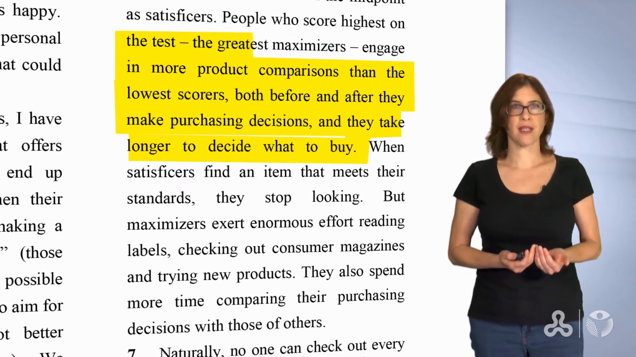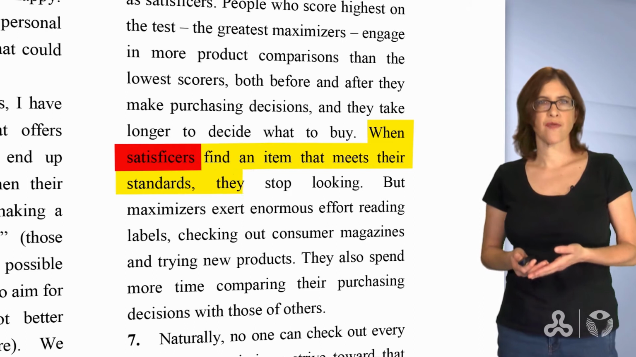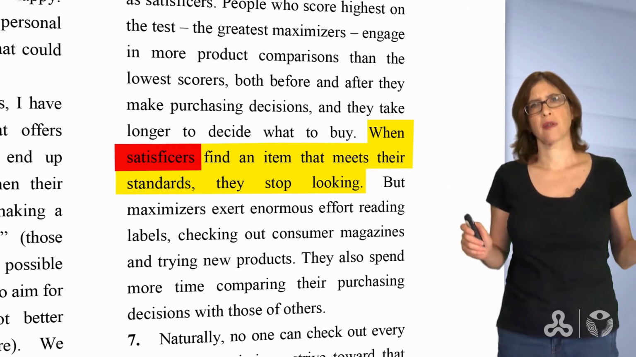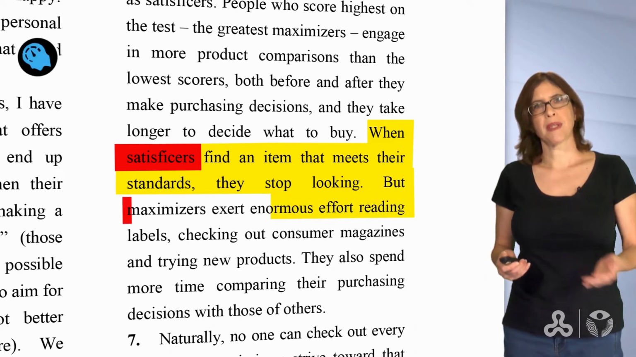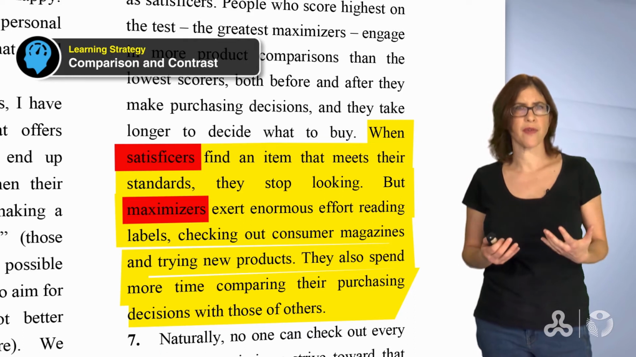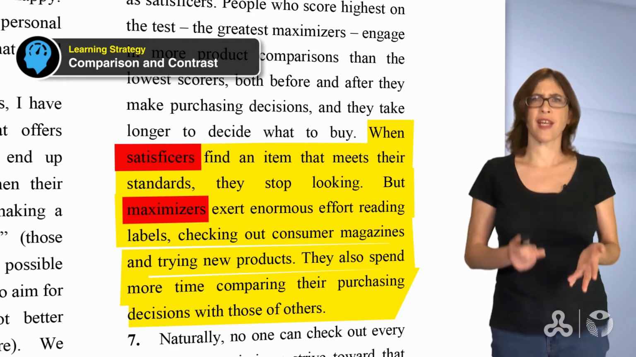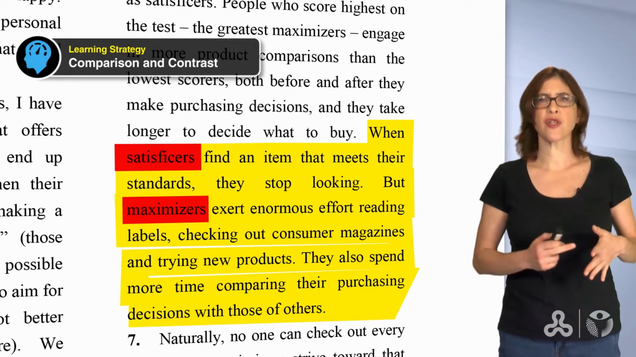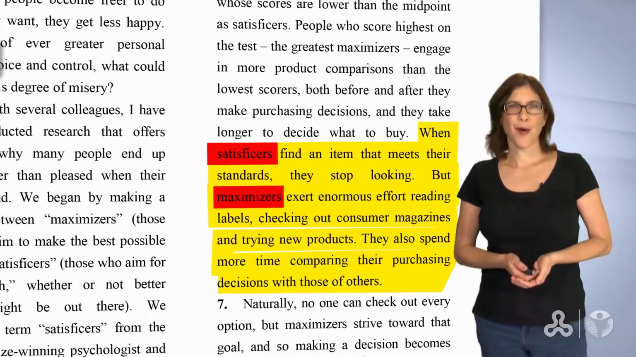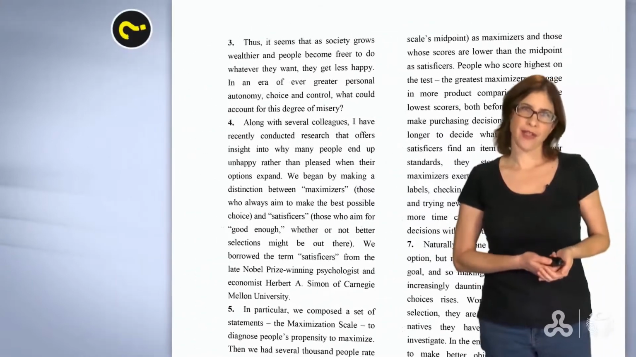Next, we have a comparison. When satisficers find an item that meets their standards, they stop looking. But maximizers exert enormous efforts, a lot of efforts, reading labels, checking out consumer magazines, and trying new products, etc., etc. So, we have enough for our answer here.